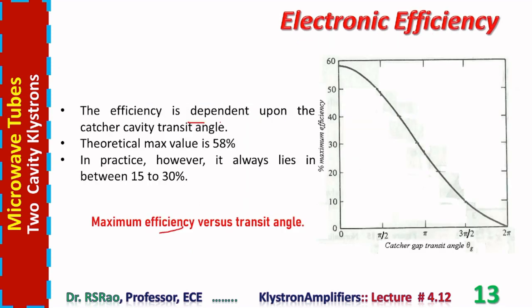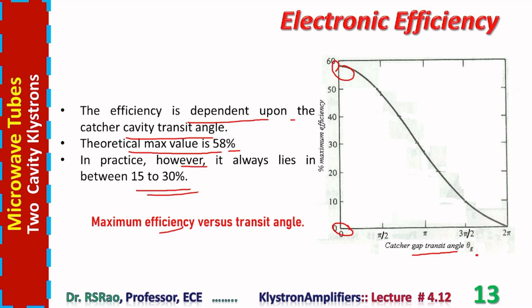The efficiency is dependent upon the catcher cavity transit angle. It depends upon so many parameters. It also depends upon the catcher gap transit angle, θg. When the angle is small, efficiency is large, so the gap should be small. The theoretical maximum value is 58%. In practice, however, it is always between 15 to 30%.